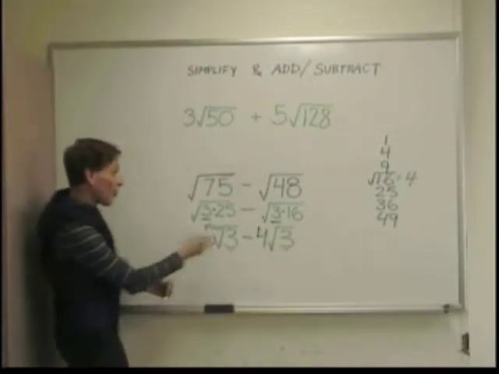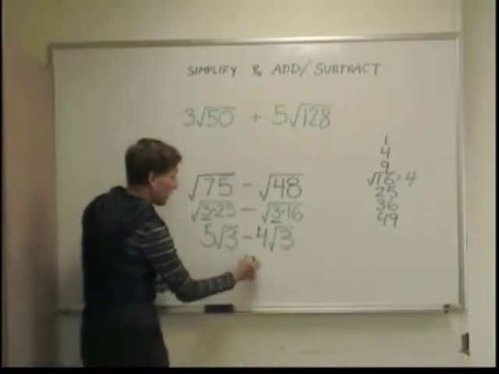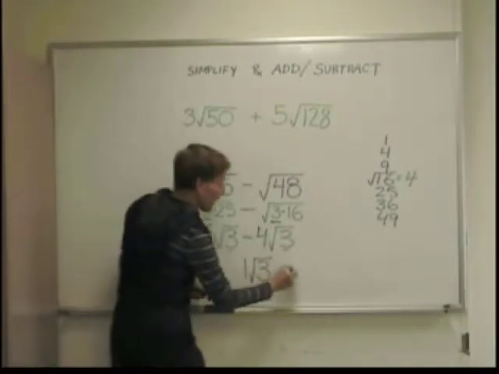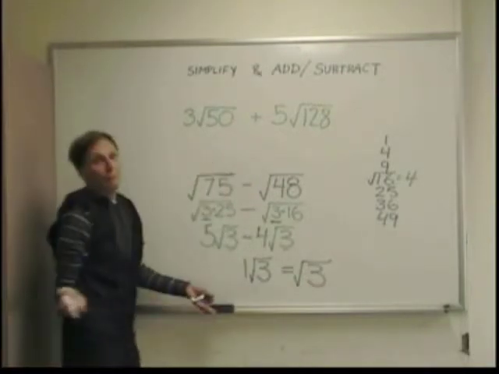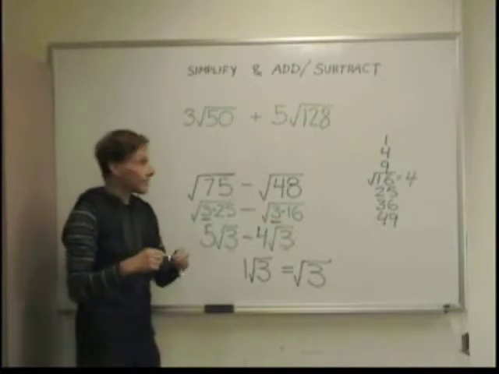So now I just perform the operation. 5 minus 4 is 1. The radical 3 stays. And so I have 1 radical 3, which we never write with the 1. It would just be radical 3, the square root of 3. That would be your answer.